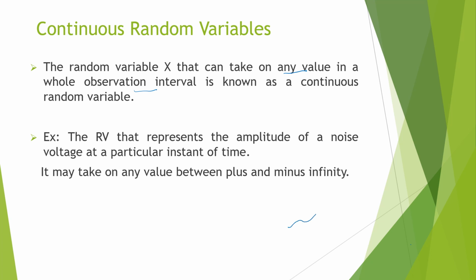Suppose I draw a noise voltage something like this. At any given instant of time, it has some value, and at any other instant, it has some other value. So it takes on continuous values. Suppose here the value is somewhere 2.37. Immediately after that, it may have a value like 3.2378. So theoretically, the range of values is infinite. It can take on any value from minus infinity to plus infinity.